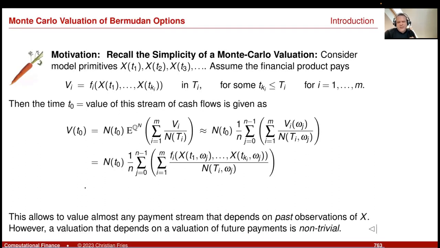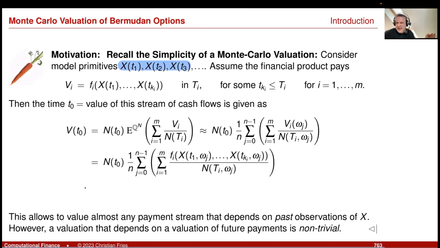So let's start maybe with a small motivation. We learned the Monte Carlo method for the valuation of financial derivatives. And maybe a very big feature of the Monte Carlo method is its simplicity. Now we have all the tools: random number generators, and a nice separation of numerical methods, Euler scheme, and the model. These tools allow us to simulate model primitives, the observed quantities on the market, different stocks, different interest rates. So X here could be a vector of quantities that we observe.